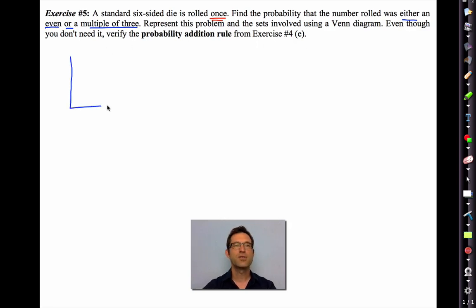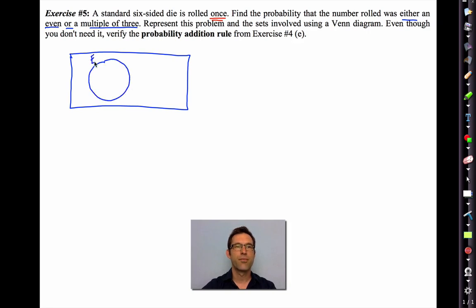All right, let's draw a Venn diagram. Okay, now we've got two sets going on. We've got a set that represents evens, and we've got a set that represents multiples of 3. I'm just going to put down multiples of 3. Right, and here's my S. Well, multiples of 3, that would be 3, 6, and 9. And evens would be 2, 4, or 6.